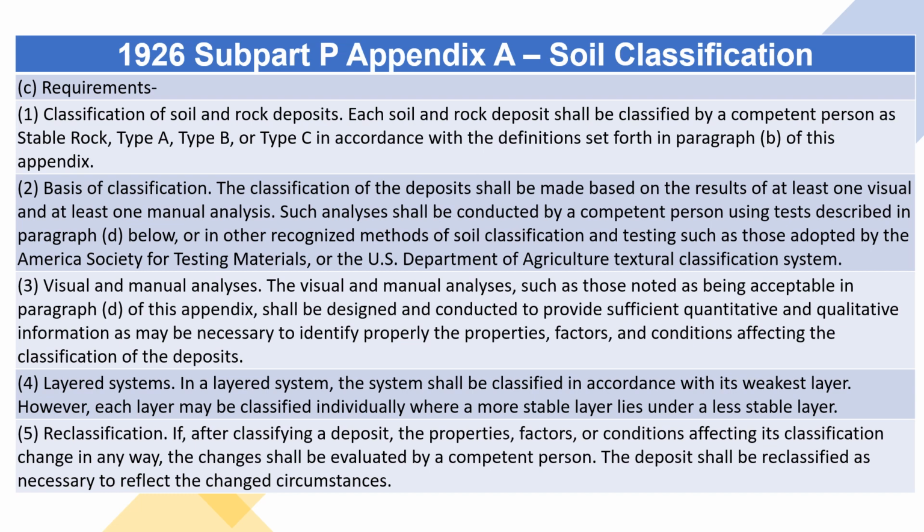4. Layered systems. In a layered system, the system shall be classified in accordance with its weakest layer. However, each layer may be classified individually where a more stable layer lies under a less stable layer. 5. Reclassification. If, after classifying a deposit, the properties, factors, or conditions affecting its classification change in any way, the changes shall be evaluated by a competent person. The deposit shall be reclassified as necessary to reflect the changed circumstances.